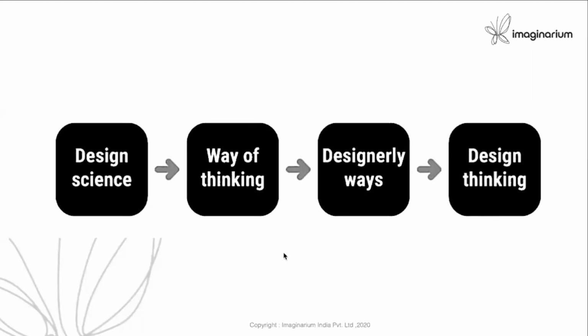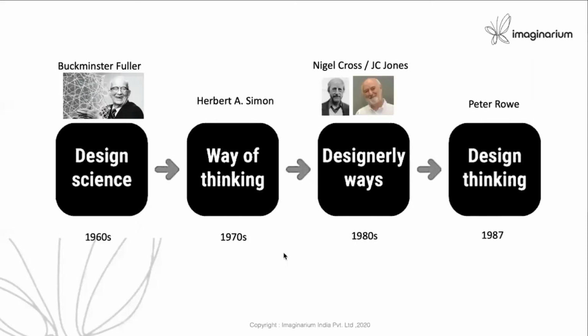Then came design thinking. So let us see some of these people under each age. It was Buckminster Fuller, who coined the word design science in the 1960s. Herbert A. Simon came out with his writing on the way of thinking, and how it is going to help arrive at solutions. This was in the 1970s.